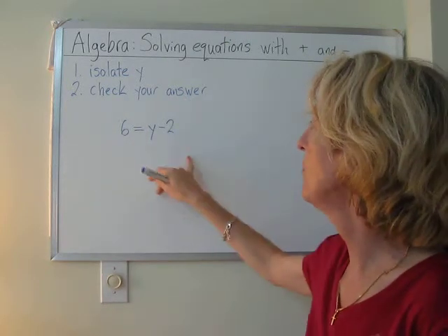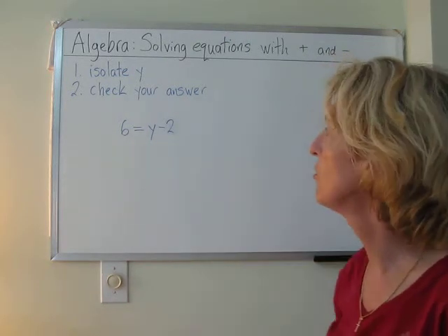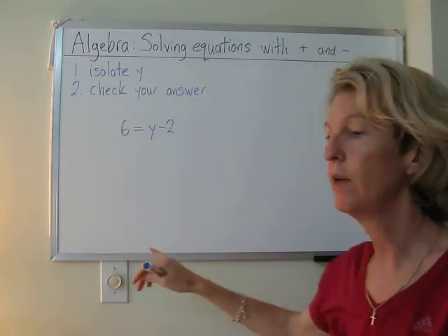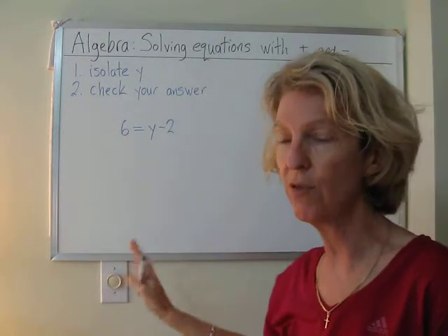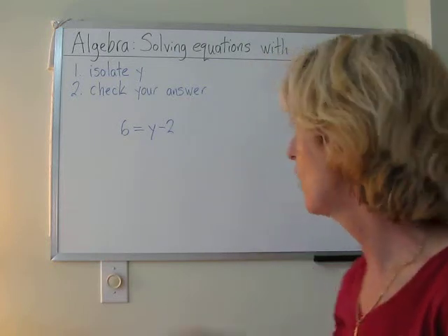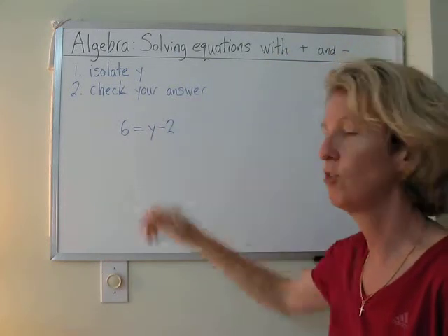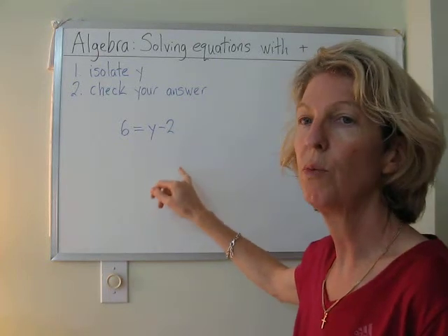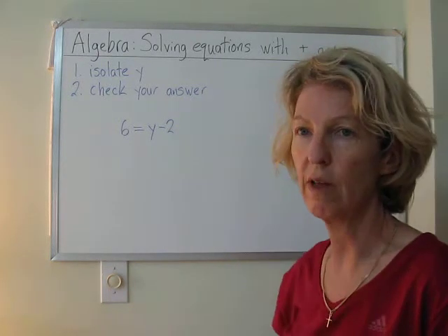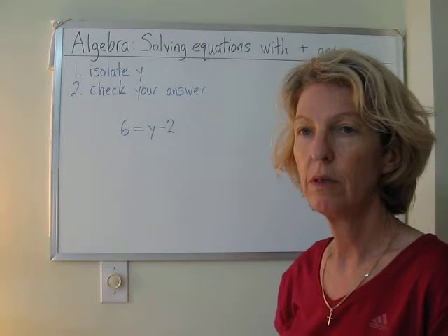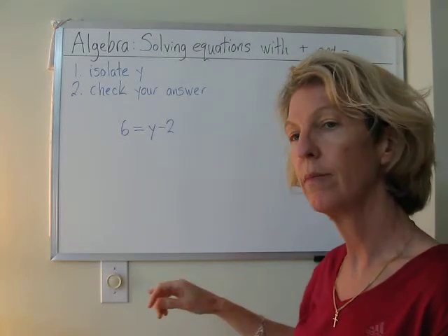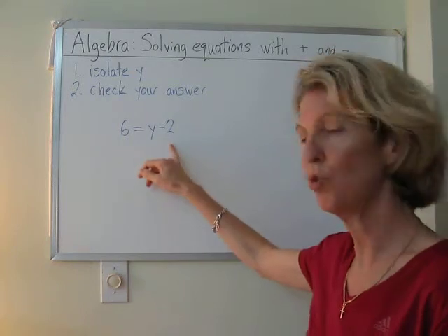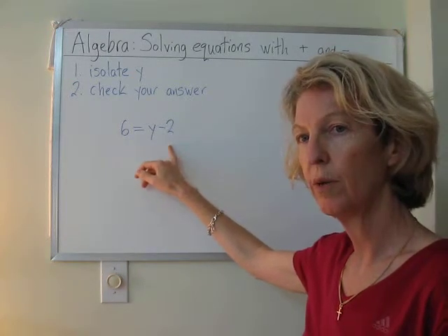So here we have an equation, 6 equals Y minus 2. And our first step is isolate Y. We have to have Y by itself on one side of the equal sign. So how do we get rid of this minus 2? How can we make that minus 2 disappear so that we've got Y by itself on this side? We add 2.